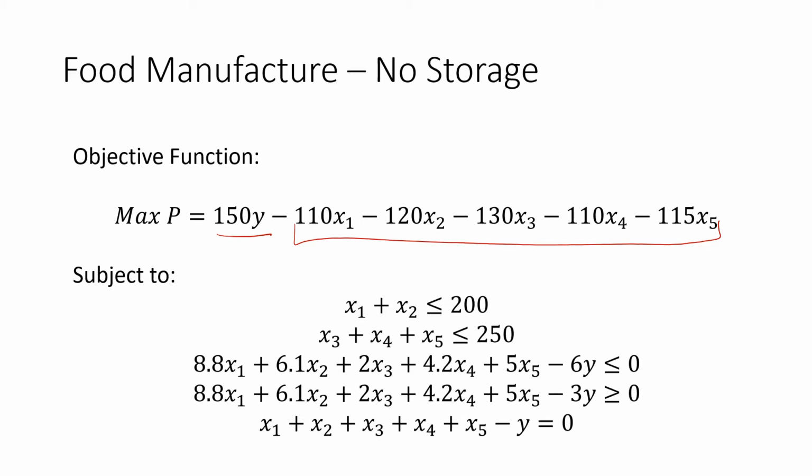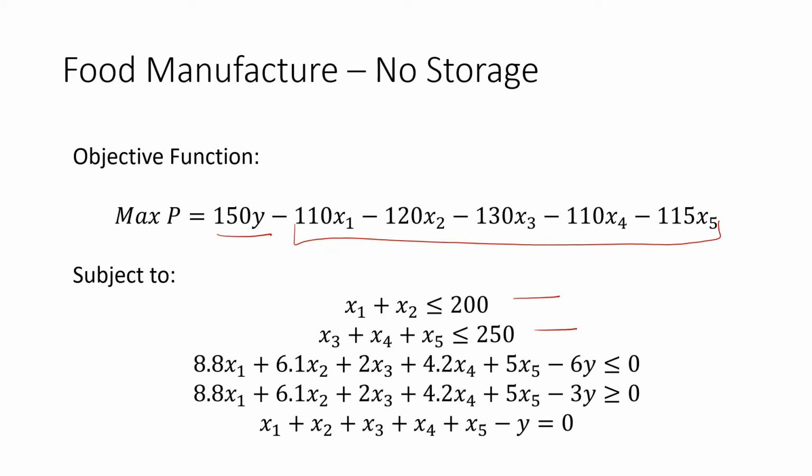Our problem says that oils of type 1 and 2, the vegetable oils, we can only refine 200 tons of them a month. So the sum of the first two variables has to be less than or equal to 200. The next three oils, the non-vegetable oils, our problem says we can only handle 250 tons of them a month. So there's our constraint for that one.